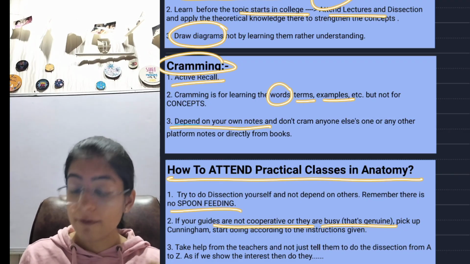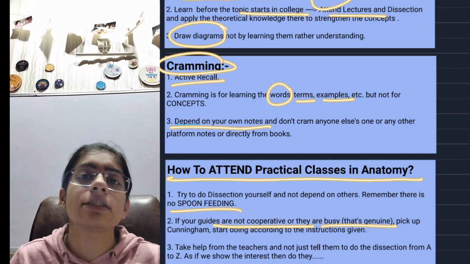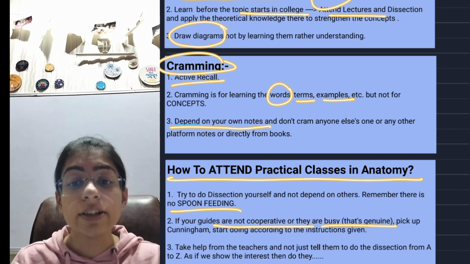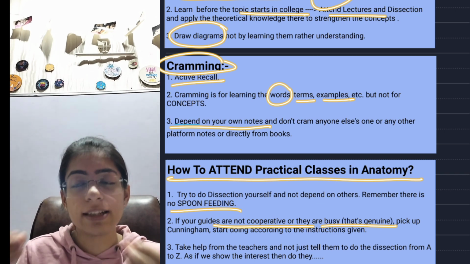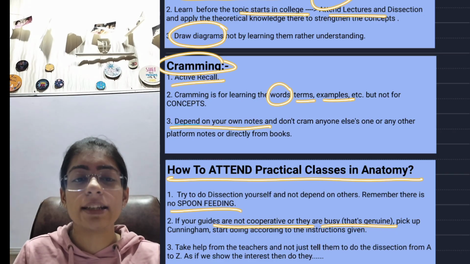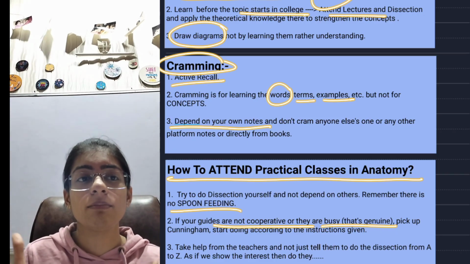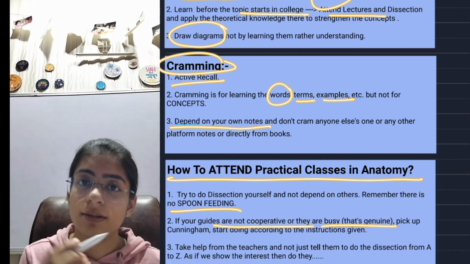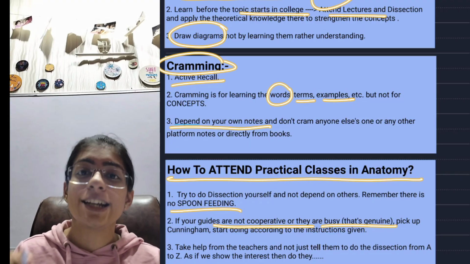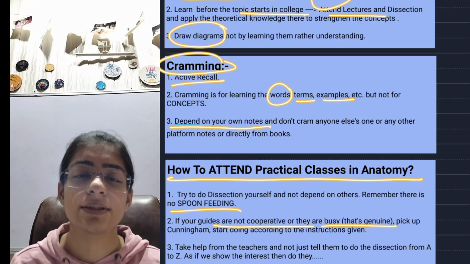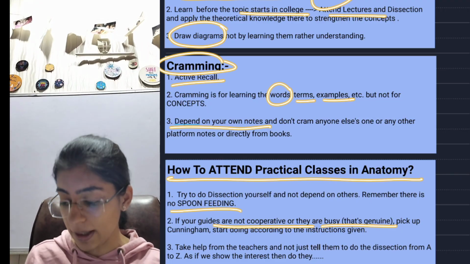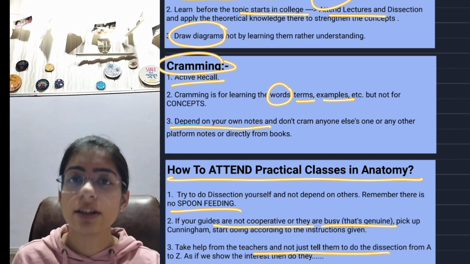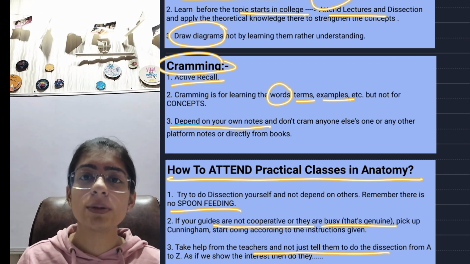The doubts which come up while doing the dissection, or while seeing the specimens, osteo or histo, just ask those doubts. Don't go with a request like, please help me do the dissection, or please help me learn this specimen. No. If you ask, I didn't understand where this artery is, I can't find this nerve, it would be a better question for your guides or teachers, and they would surely address it. Take help from teachers and don't just tell them to do the dissection, because they are there to help you, not to just do dissection again and again.